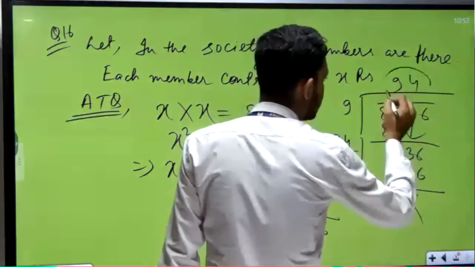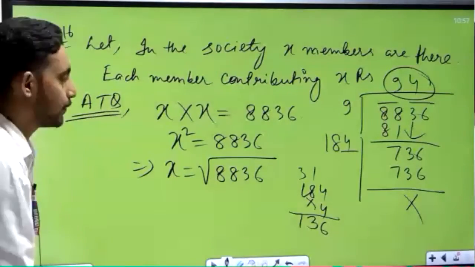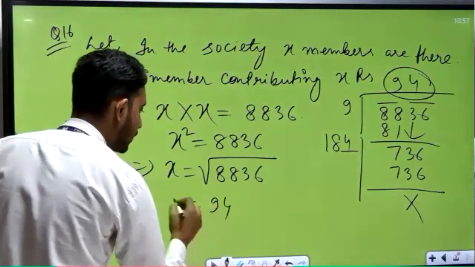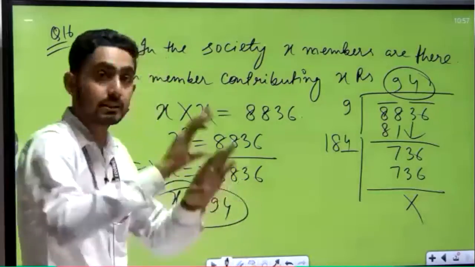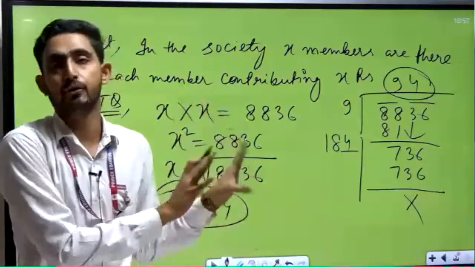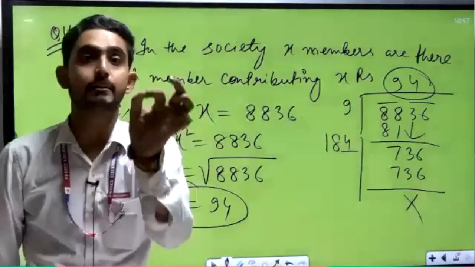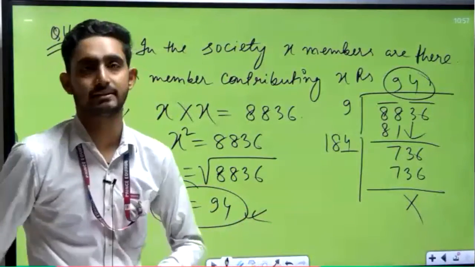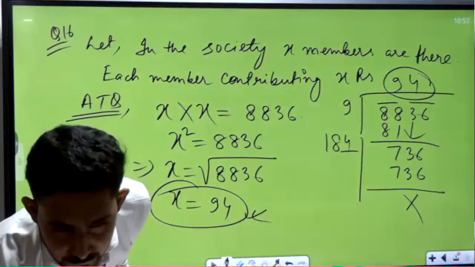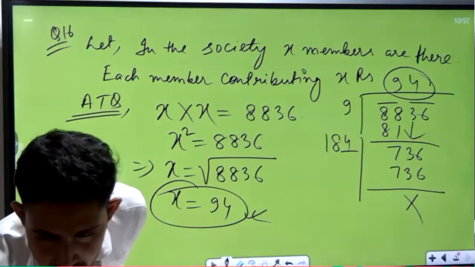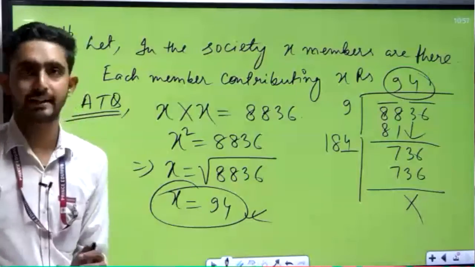So the answer will be how many? 94. So all of you write down here, the answer will be 94. So how many members are there in this society? 94 members. And each member contributes 94 rupees. That is your complete answer. I think all of you understood this question, no issue. Very easy. Very good. 94 is the correct answer.